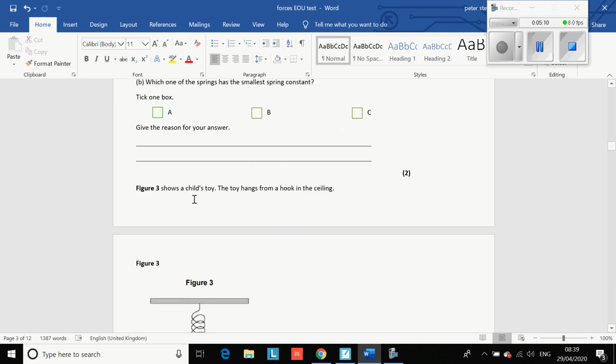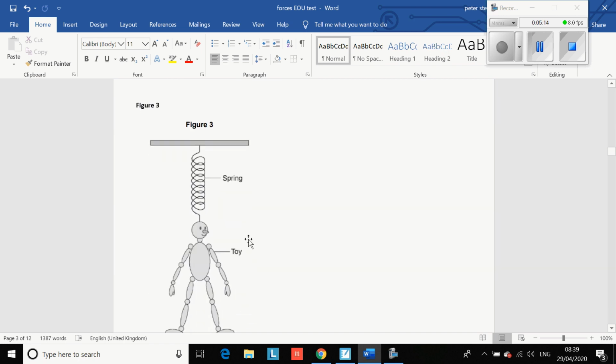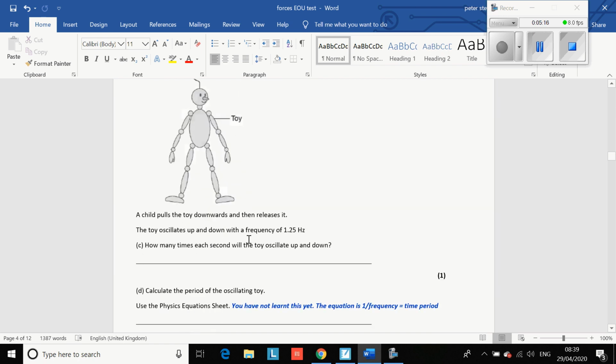Question 3 shows a child's toy that hangs from a hook in the ceiling. There it is. The child pulls the toy downward and then releases it. The toy oscillates up and down with a frequency of 1.25 hertz. How many times each second will the toy oscillate up and down? Now, frequency is something you're going to be looking at in the next topic, but it is essentially the number of oscillations, basically backwards and forwards every second.